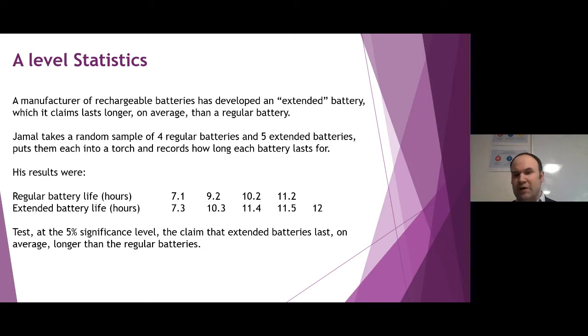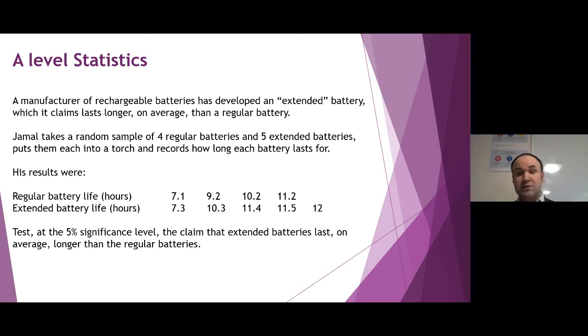Now, you can see straight away that the longest battery life was one of the extended batteries and the shortest battery life was one of the regular batteries. So at a really basic level, you might say, okay, there's evidence that extended batteries last longer. The next step up from that, and something you quite reasonably do at GCSE, is you would work out the sample mean for regular batteries and the sample mean for the extended batteries, and you would see that the sample mean for the extended batteries is longer than that of the regular batteries.